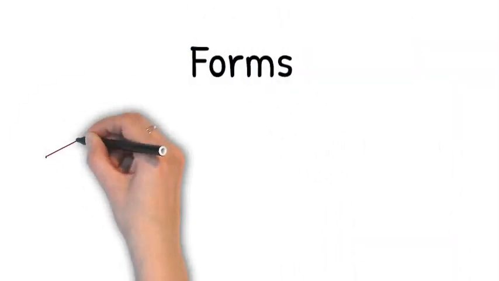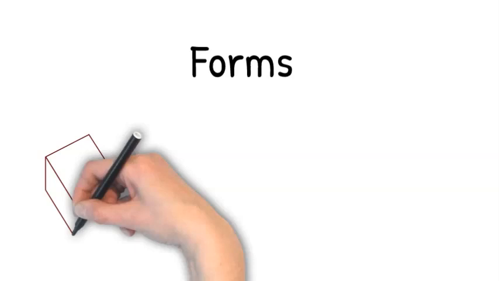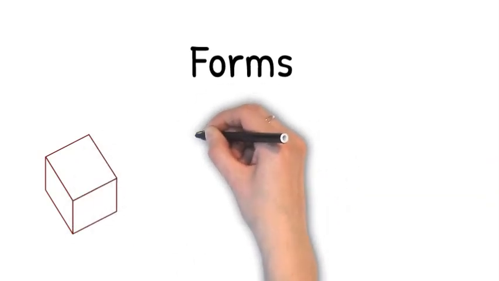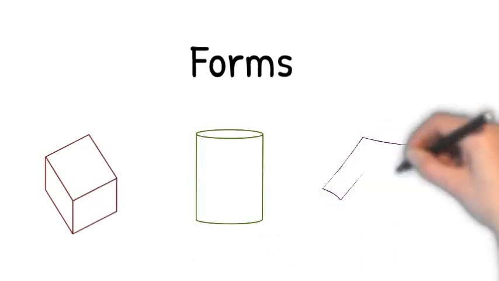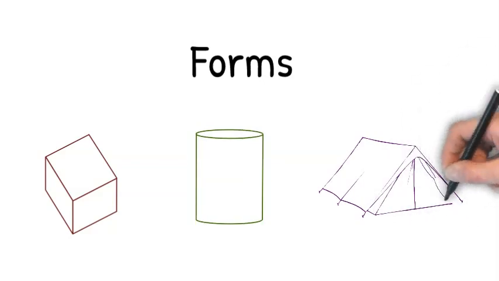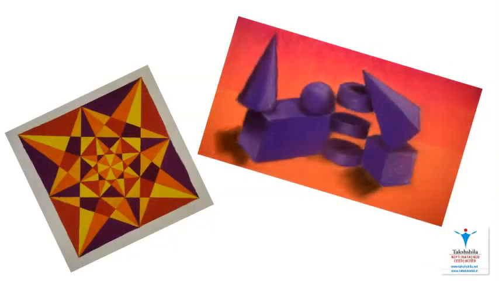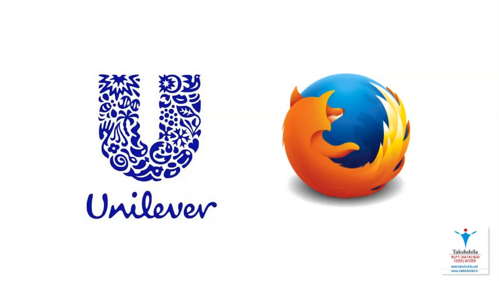The next element of design is forms. Forms refers to three-dimensional shapes like cubes, cylinders, prisms, spheres, etc. Both 2D shapes and 3D shapes are equally important to create either a composition or to create any art in other fields of art.